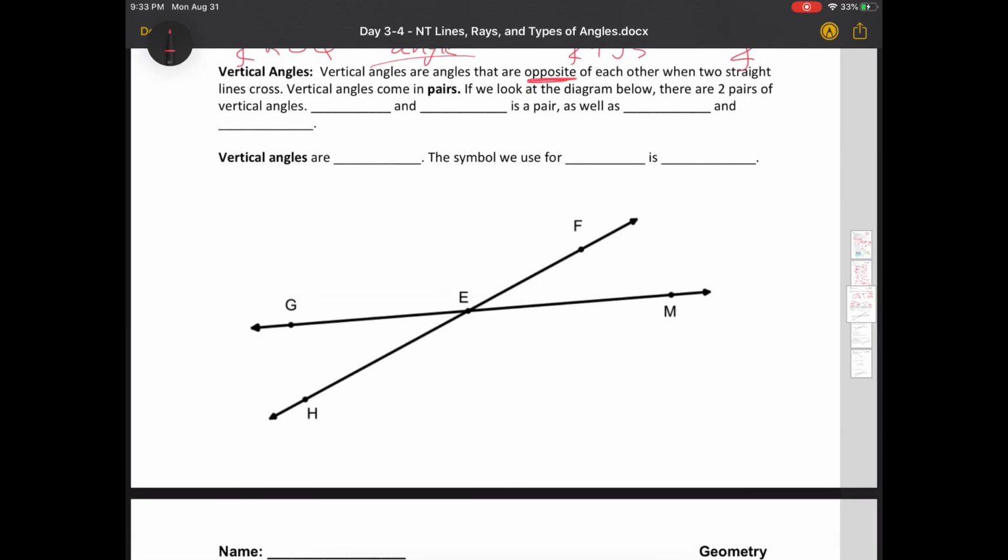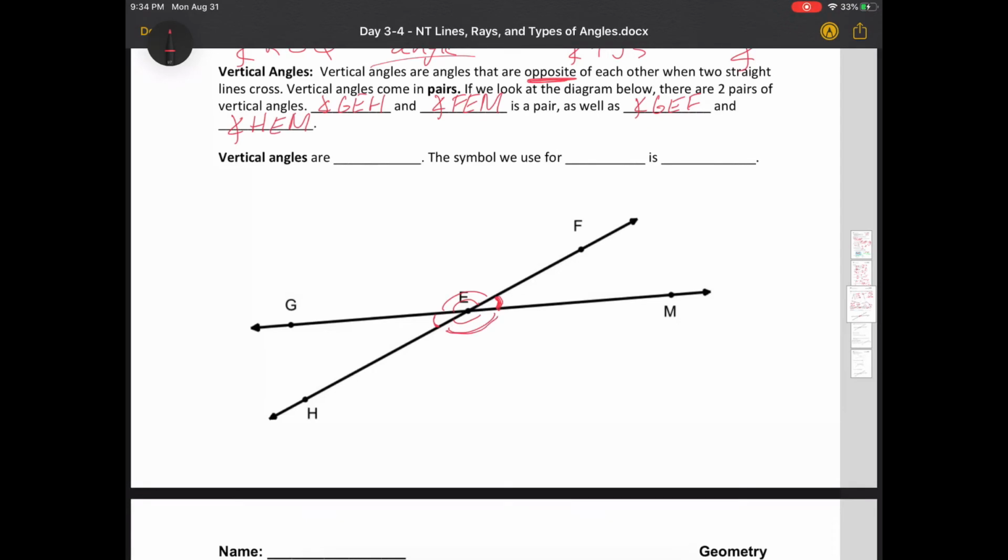By definition, it says they are opposite each other. So this angle here and this angle here are opposite each other, formed by two straight lines. So those are two vertical angles. To label them, we could say angle GEH and angle FEM is a pair, as well as these two opposite angles. They are vertical angles, angle GEF, I'm sorry, and angle HEM.